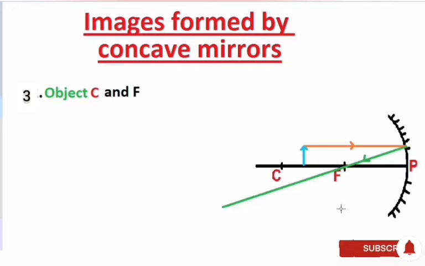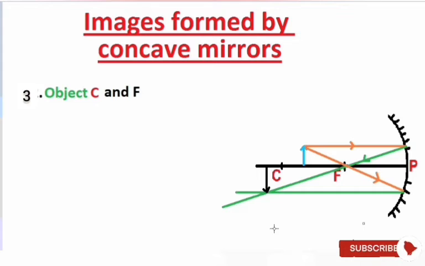And a ray that is incident on the mirror through F will be reflected parallel to the principal axis. So their point of intersection shows where the image will be formed. So I'm going to indicate with my arrows vertically downward.